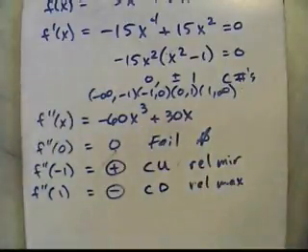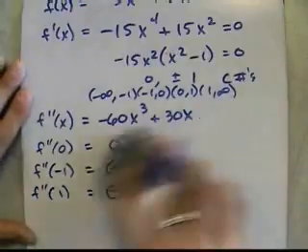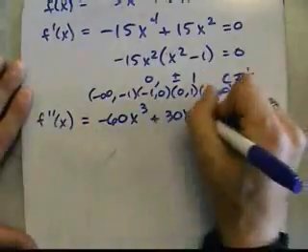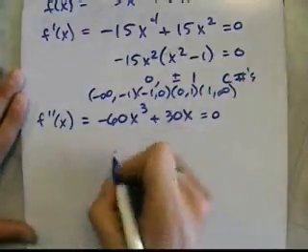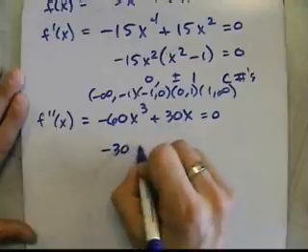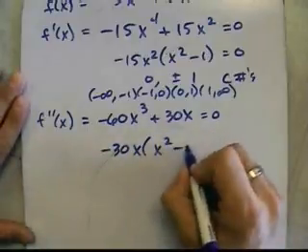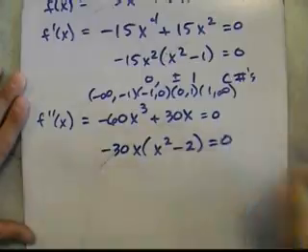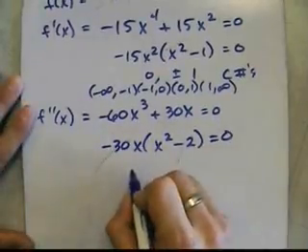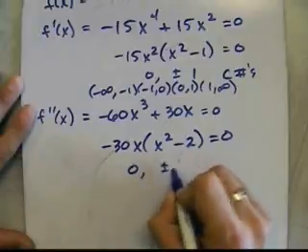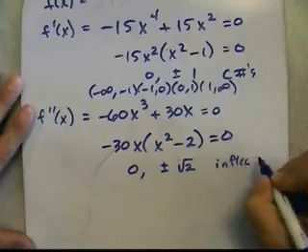Let's say I wanted to find concavity now, or possible inflection points, just to make sure that I did it right. If I were to do possible inflection points, I would set the second derivative equal to 0 and factor that. So that would be a negative 30x, and then I'm left with x squared minus 2 equals 0. And so my possible inflection points are at 0, and plus or minus the square root of 2. So those are my possible inflection points.